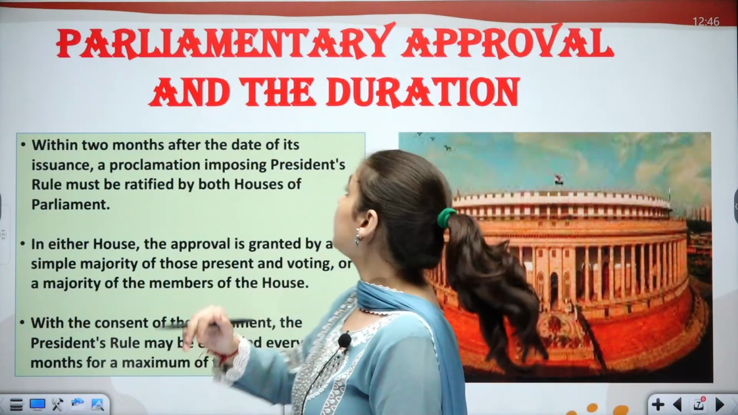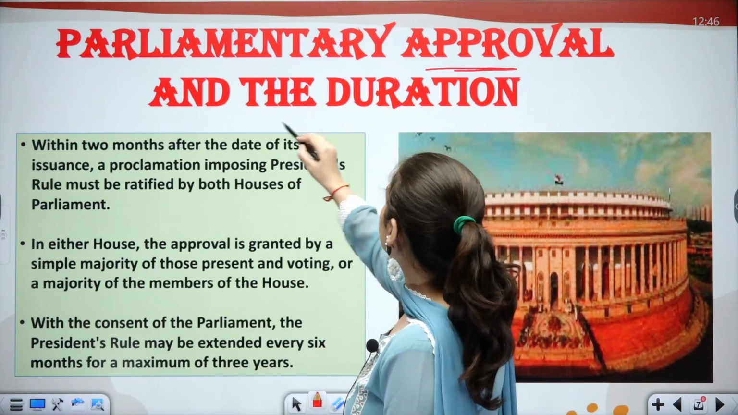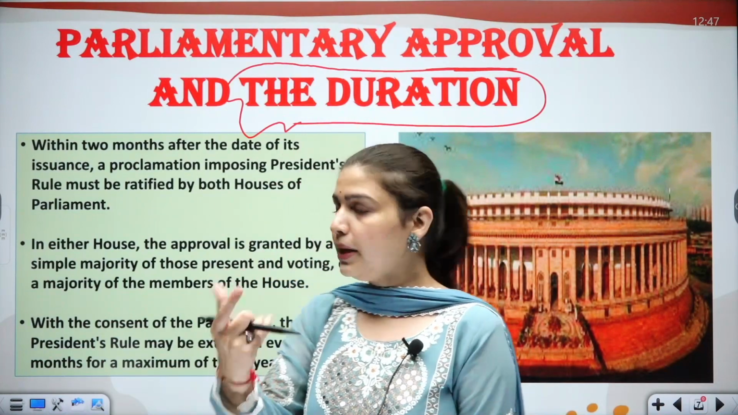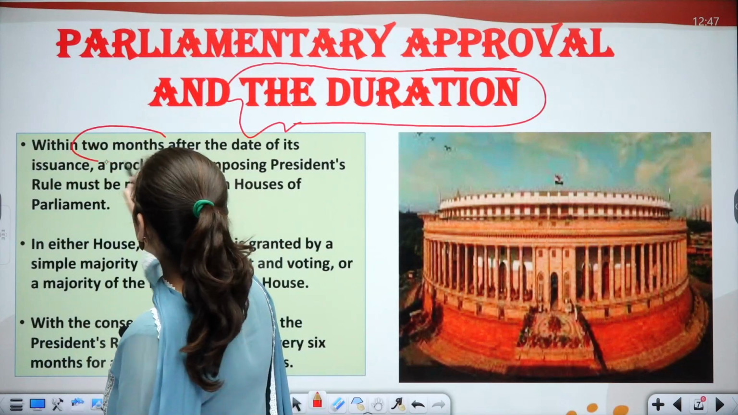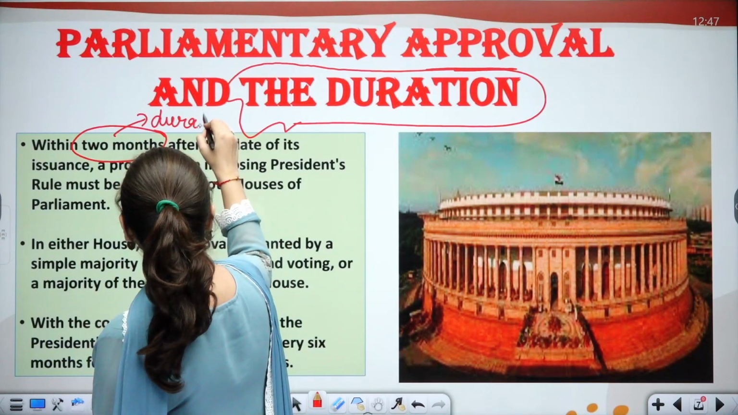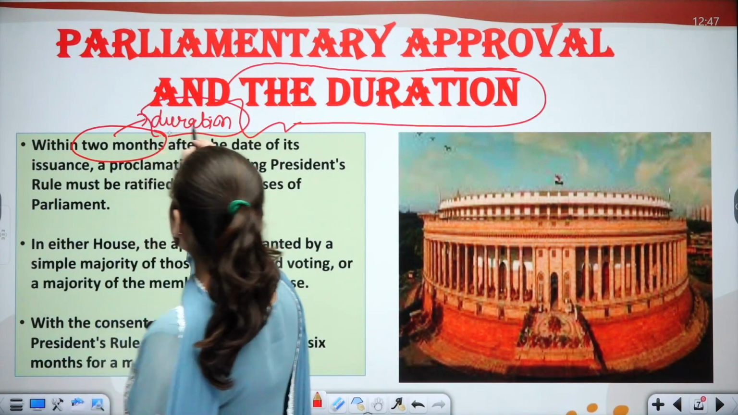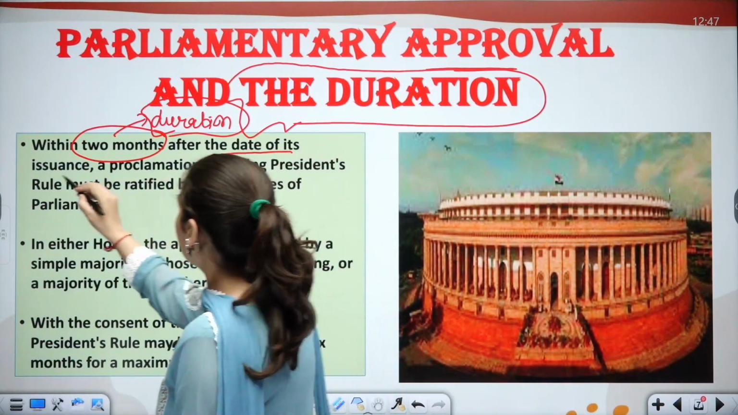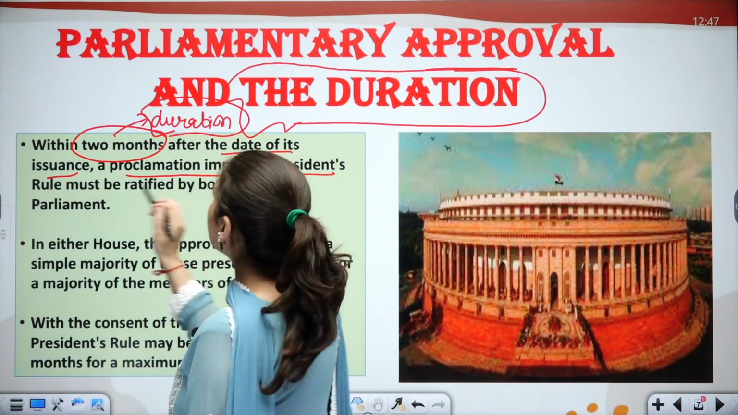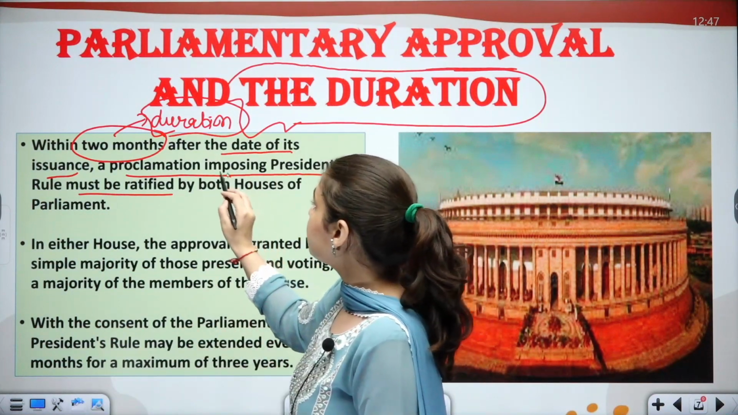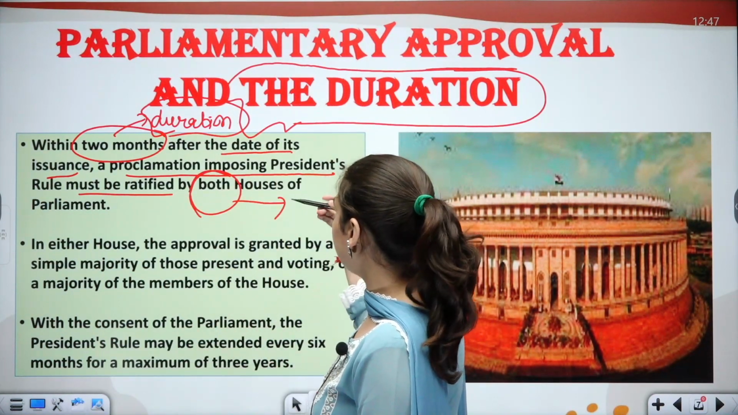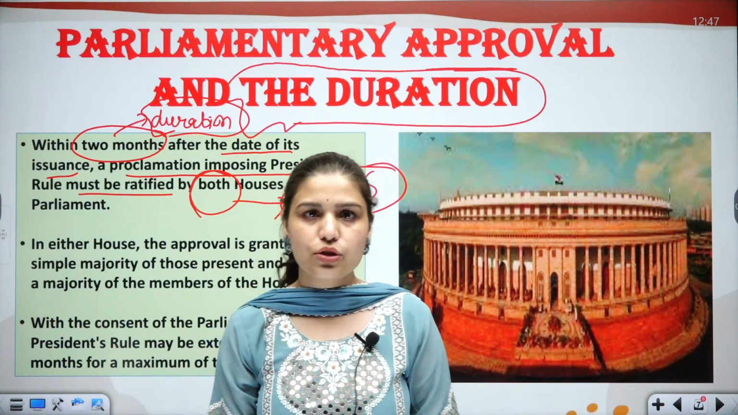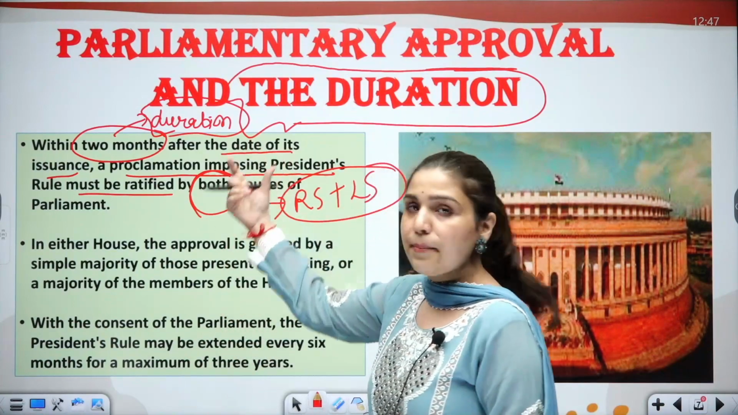Now, moving on to parliamentary approval and the duration within which the order that has been imposed should be approved: within 2 months. The notification which imposed the president rule in a state must be approved within 2 months after the date of issuance. A proclamation imposing president rule must be ratified by both houses of parliament. So the approval of both houses of parliament is required for president rule.